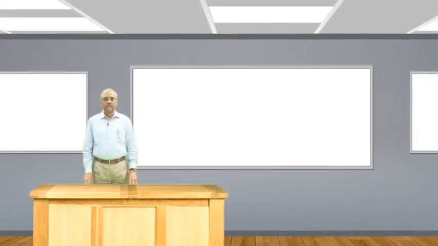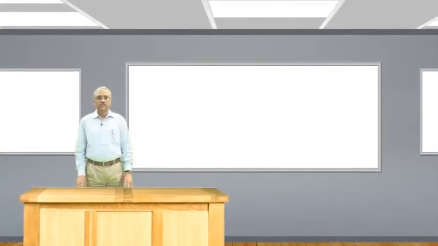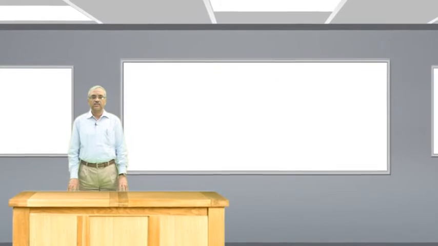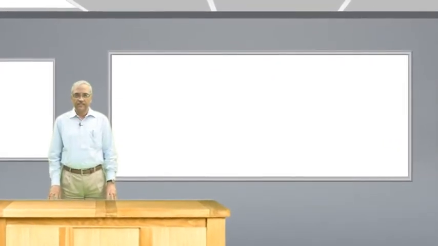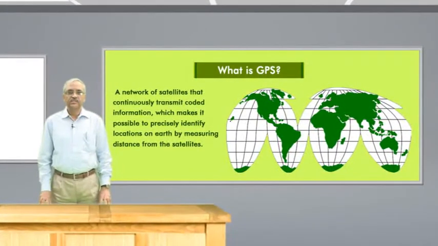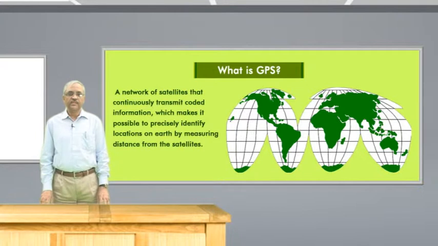Good morning, friends. Today we are going to discuss the global positioning system, which is called GPS. Let us understand what GPS is. GPS is nothing but a network of satellites that continuously transmit coded information, which makes it possible to precisely identify locations on Earth by measuring distance from the satellites.